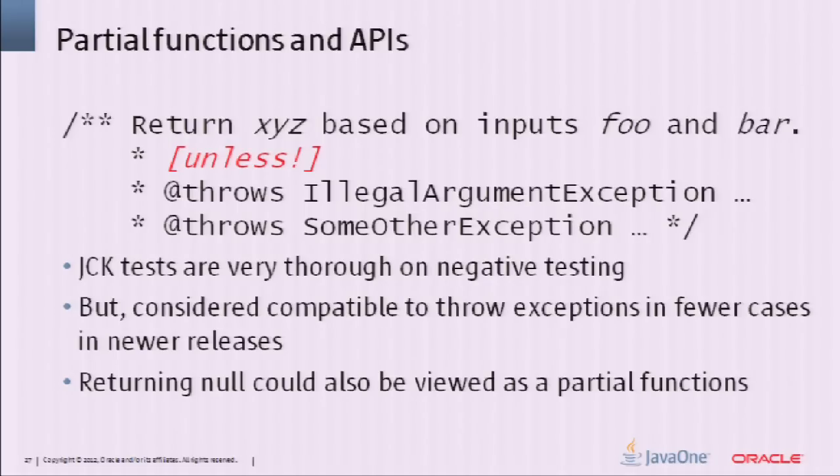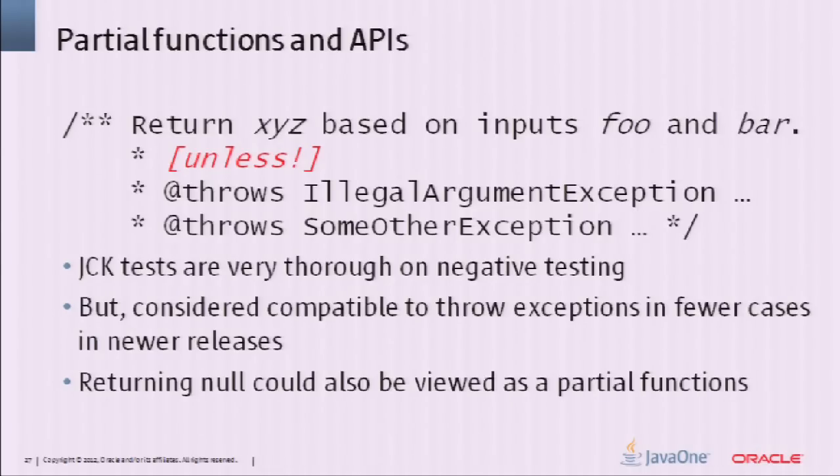So you can think of the exceptional cases as making the overall method a partial function. Sometimes it returns a normal result, and sometimes it returns an exceptional result. You only get a normal result back for a subset of the possible inputs.